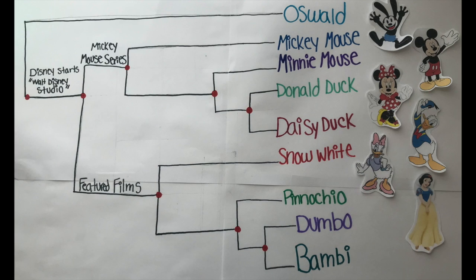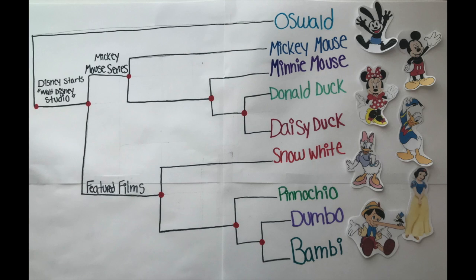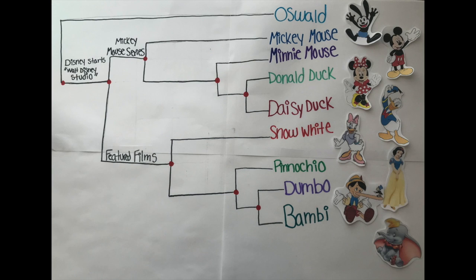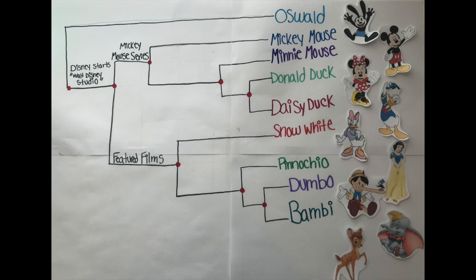In 1938, Walt Disney Studios finally has the opportunity to create their first featured film, which we all know as Snow White and the Seven Dwarfs. From there, Walt Disney's featured films took off, and 3 years later, Pinocchio was created. Just a year after that, Dumbo was created, and finally, just about a year after that, Bambi was created.